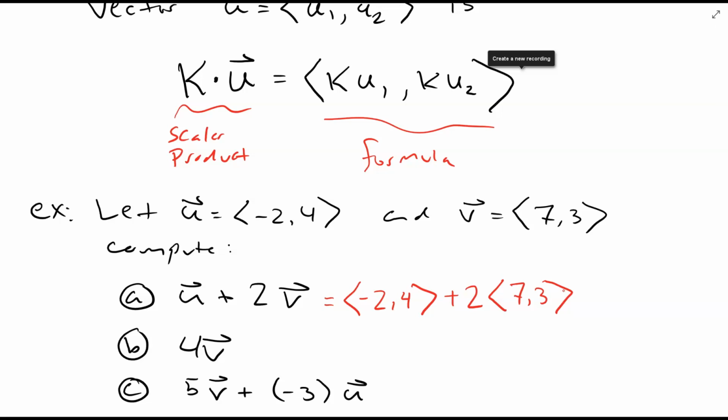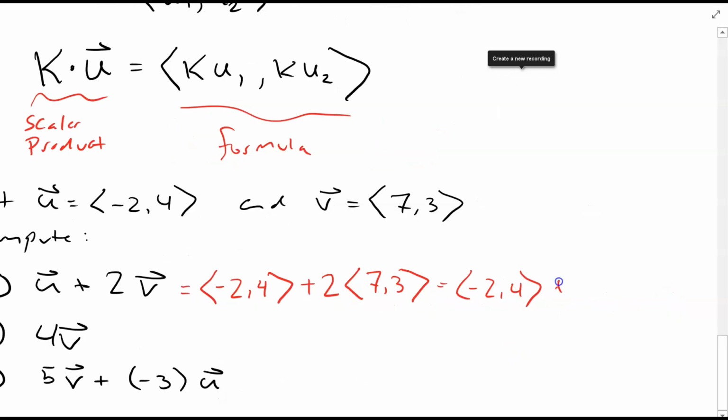Now, question, which operation should I do first? Should I do that scalar multiplication or the vector addition first? We should do the multiplication first, the same as what we did for the real numbers. I want to do that here for the vectors. So 2 times 7 is 14, and 2 times 3 is 6.